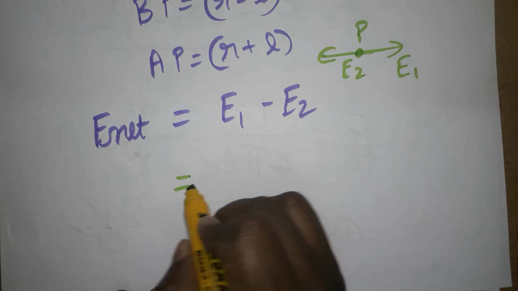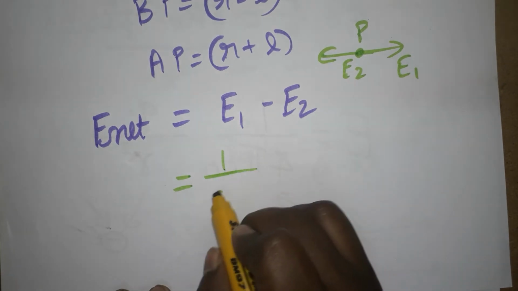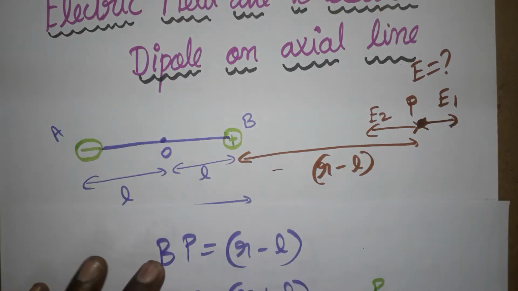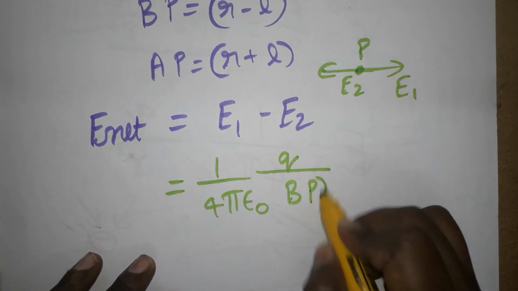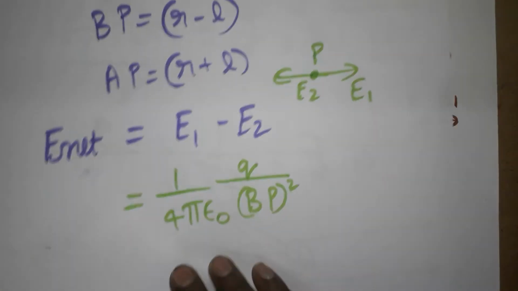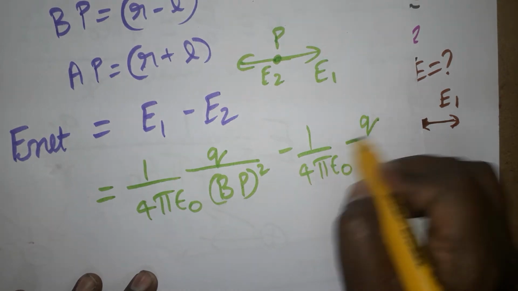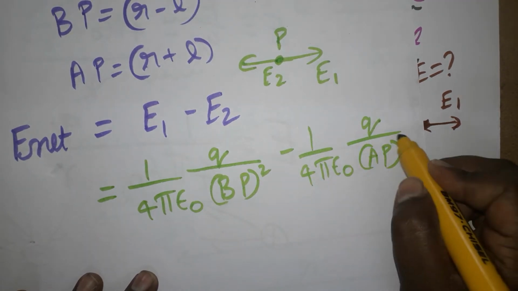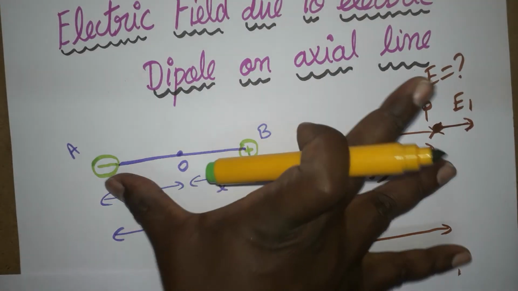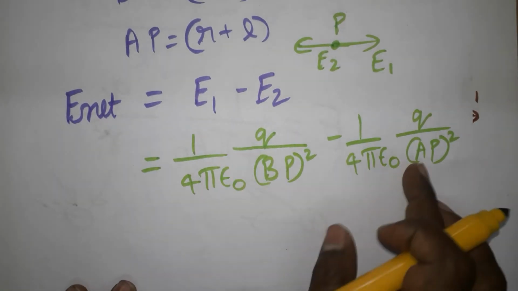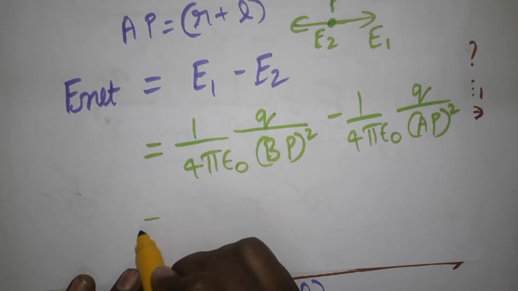Now what is E1? E1 electric field is 1 divided by 4 pi epsilon naught, Q divided by R square, where R square is the distance BP square, minus E2, 1 divided by 4 pi epsilon naught, Q divided by AP square, the distance of AP. Already I said what BP and AP are. From both equations, Q divided by 4 pi epsilon naught is common.